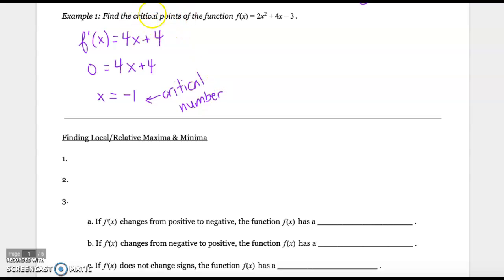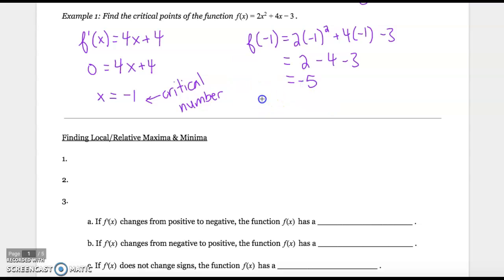And so this would be your critical number. But it wants us to find the critical points, so we actually have to find our y value. So you plug your x value back into your original function: 2 times -1 squared plus 4 times -1 minus 3. 2 minus 4 minus 3 would give me -5. So your actual critical point would be the point (-1, -5). That would be the critical point itself. So be careful as to which one it's asking you for.